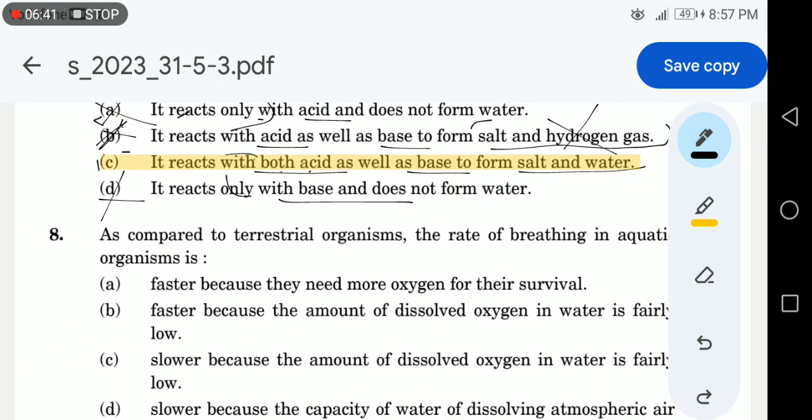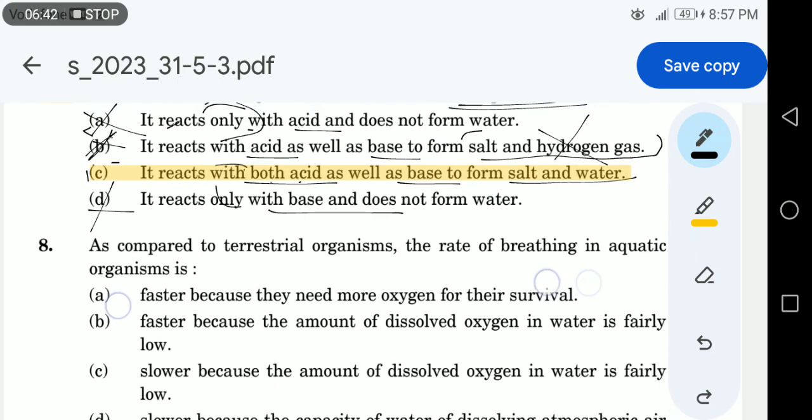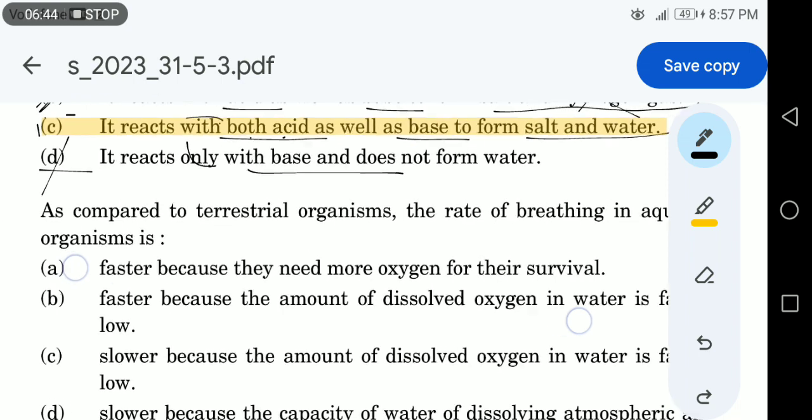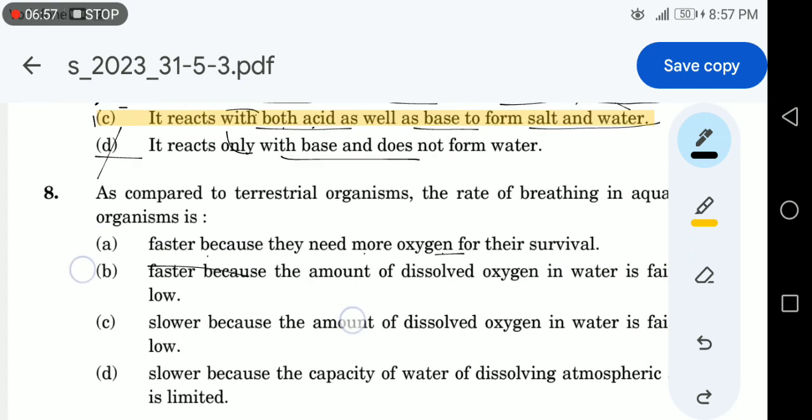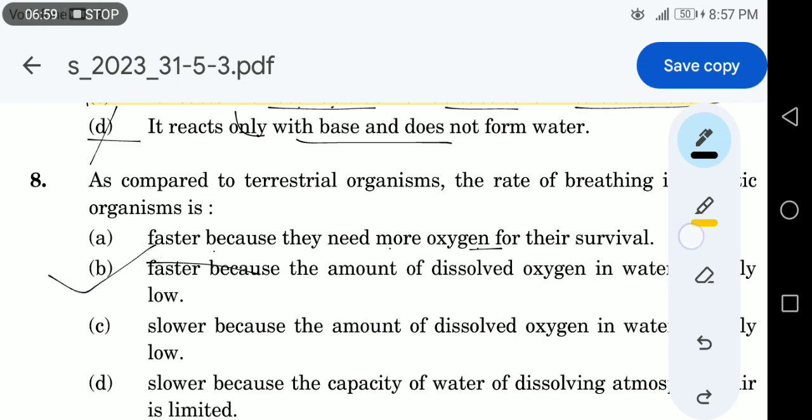As compared to terrestrial organisms, the rate of breathing in aquatic organisms is faster because they need more oxygen for survival. Faster because the amount of dissolved oxygen is fairly low in water. Yes, that is the actual answer.